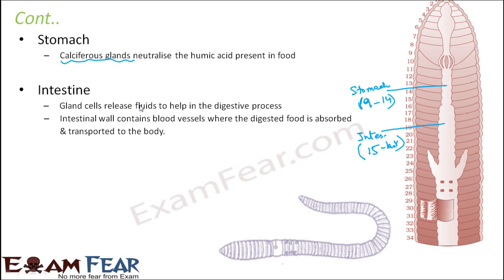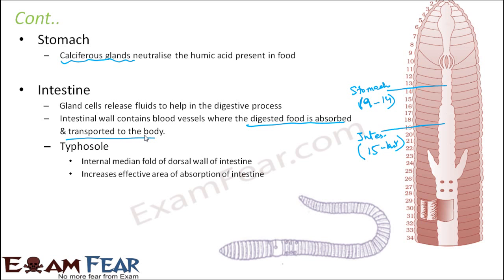Other than that, the intestinal wall contains blood vessels where the digested food is absorbed and transported to the body. So that is also very, very important. That is our main purpose of eating. We eat food so that we get energy. So that energy will come only when the digested food is absorbed and then that energy is transported to the body. So that also happens in the intestine with the help of the blood vessels present on the walls of the intestine.